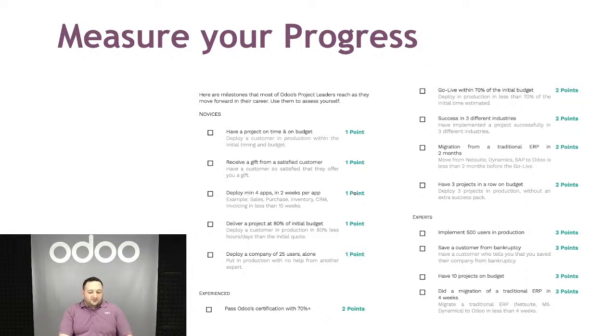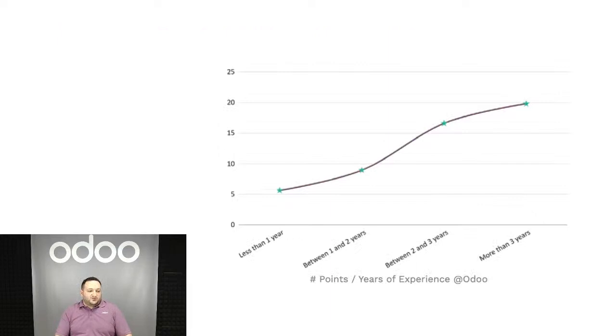Now you gather all these points, and then you go to this graph where it shows you where ideally you should be with your points based on your years of experience. So within the first year, you need to have around 5 points. Between year 1 and 2, around, let's say, between 5 and 10, more close towards the 10 side. And then between 2 and 3 years, somewhere above 15 points, and so on.